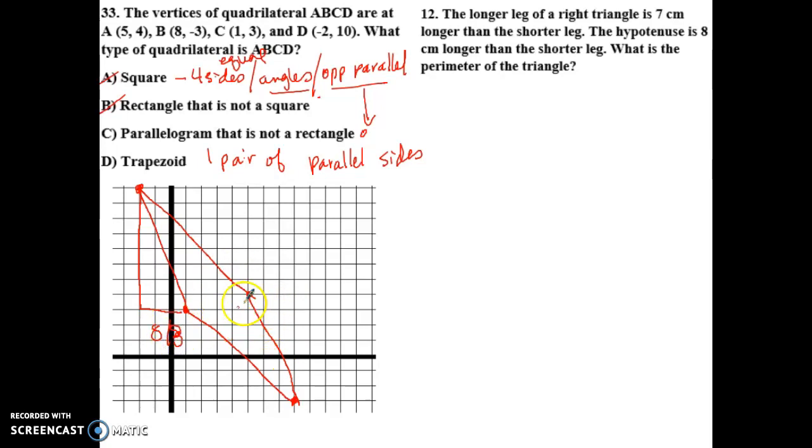I don't know what that was, y'all. Told y'all it's late. Opposite sides: 1, 2, 3, 4, 5, 6, 7. No, it's not. It's a trapezoid. All right, trapezoid it is.